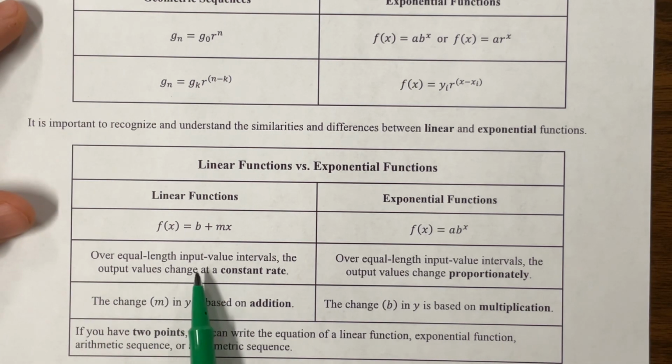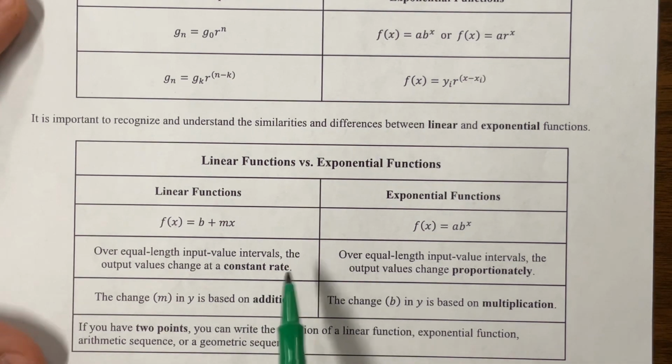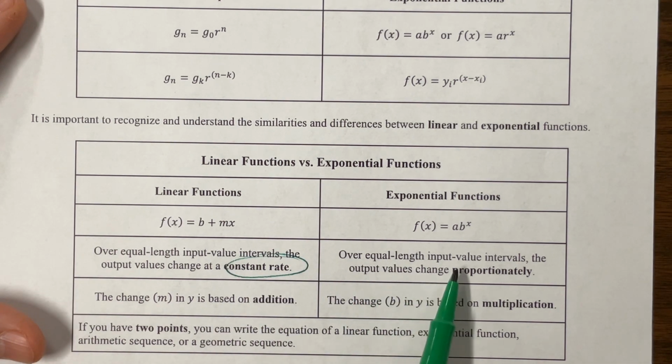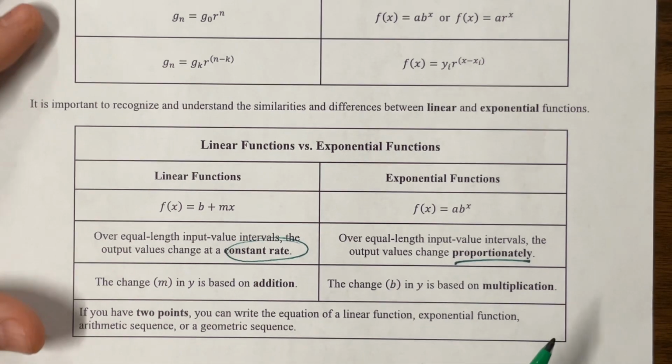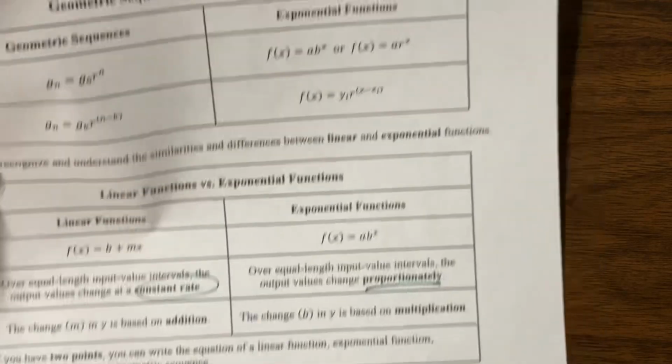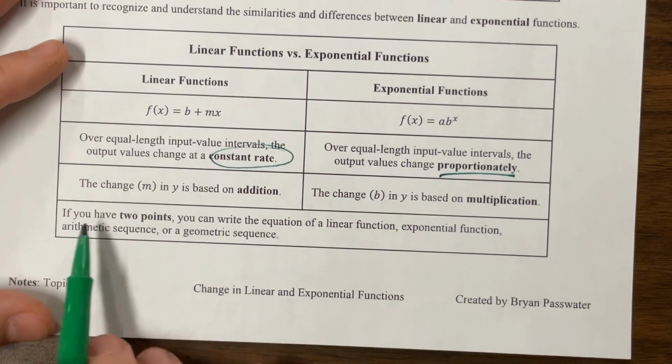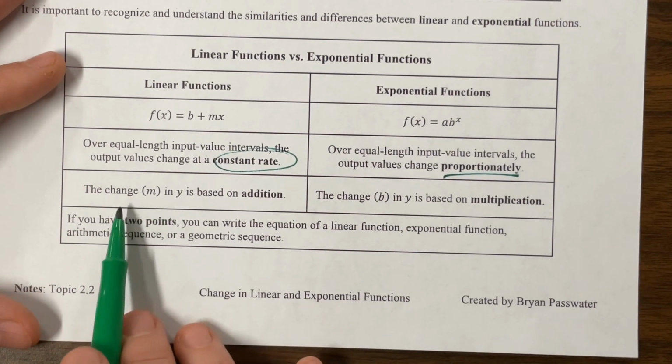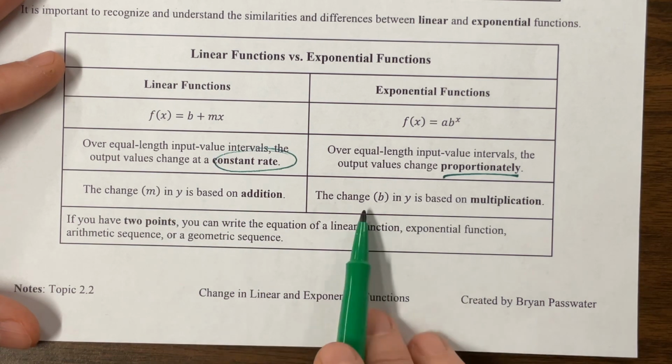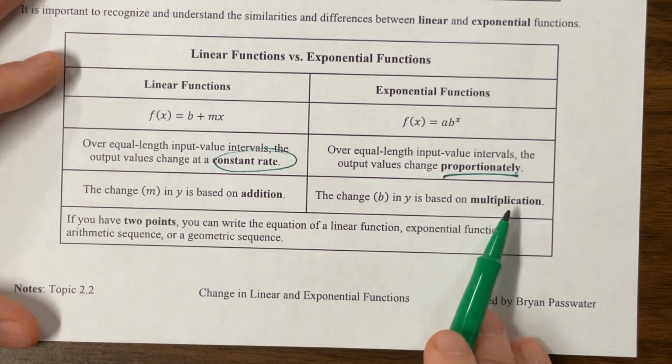Over equal length input value intervals, the output value changes at a constant rate. So when it's linear, it has a constant rate. Over equal length input value intervals, the output values change proportionately. So you can multiply the output values by something to get the next one, is kind of how you think about that. The change m in y is based on addition. The change b in y is based on multiplication.